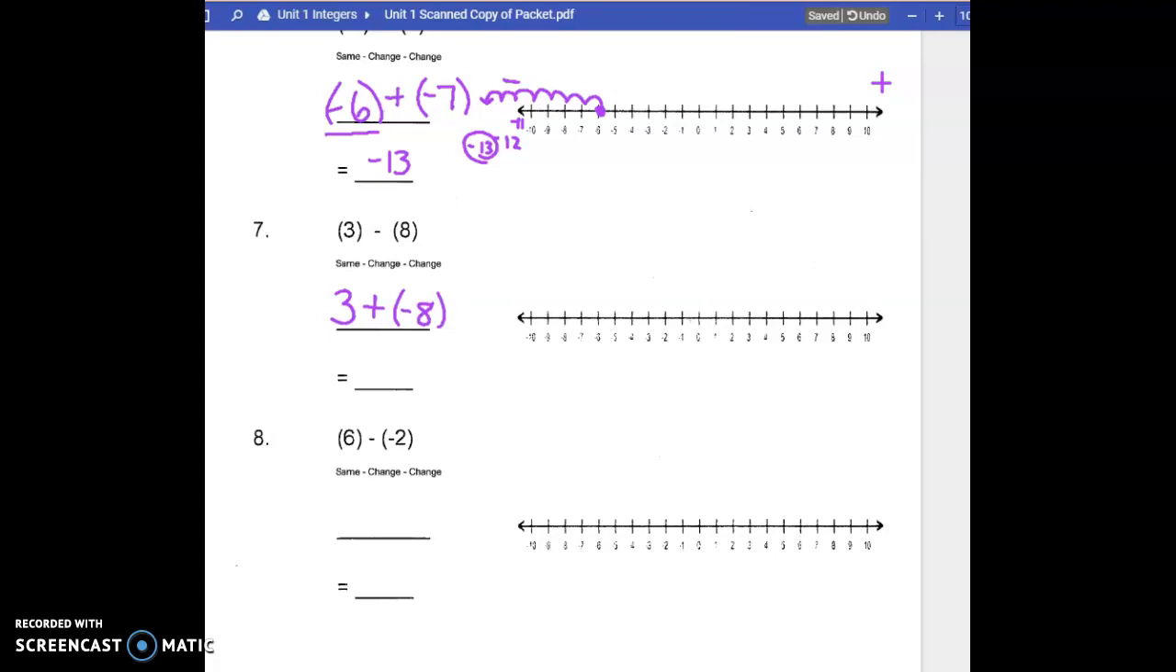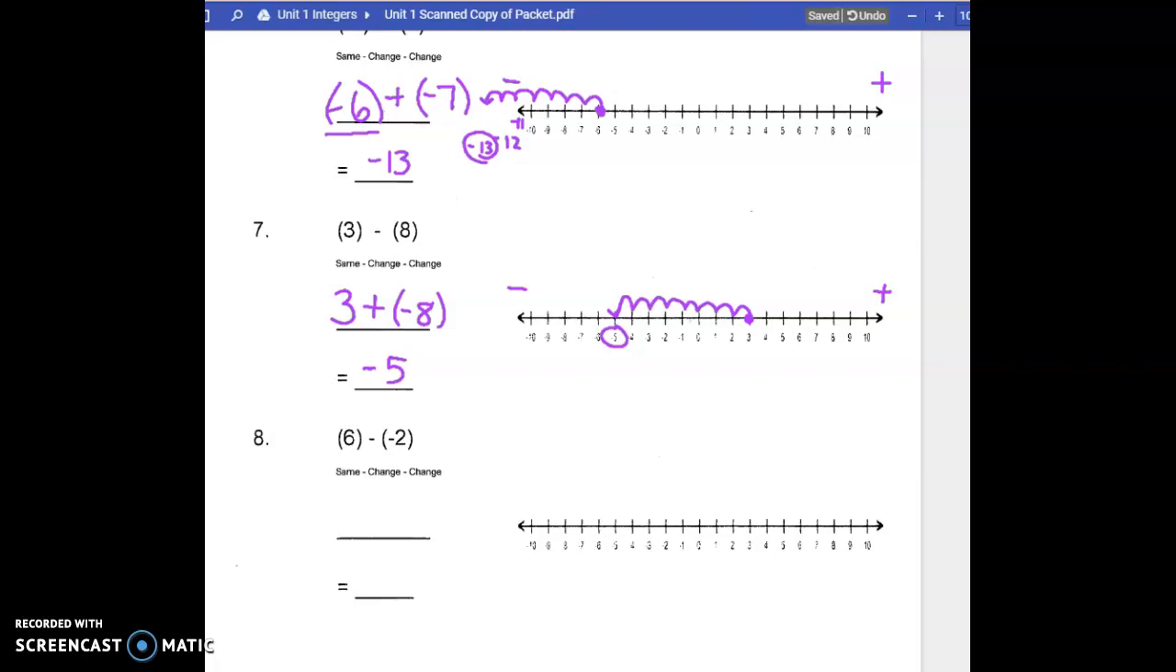So I'm going to start on +3. This is my positive direction. This is my negative direction. I'm adding a -8. So I have to go in the negative direction, and I have to go 8 spaces that way. So 1, 2, 3, 4, 5, 6, 7, 8. Be careful when you count. And that gets me to -5. Be careful because it is actually a negative. I know it's a little hard to read.